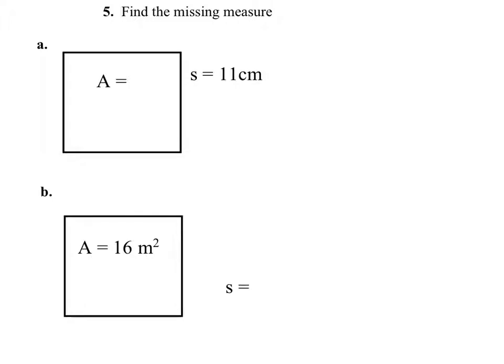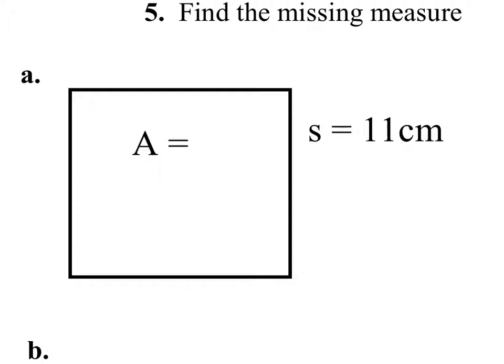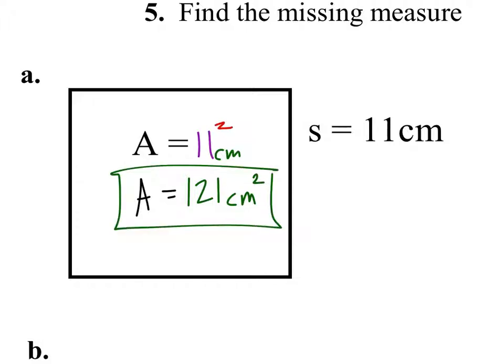So up in here, 5, on A they gave us the side length, and the missing measure right here is the area. Well, the area is side length squared, but we can see that the side length is 11. So I replace my side length with 11, and I get an area of 121. Now that was centimeters, by the way, so I can put centimeters squared. Bam. There's my missing measure.